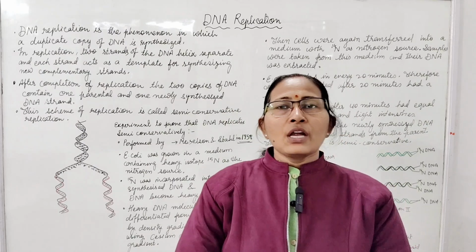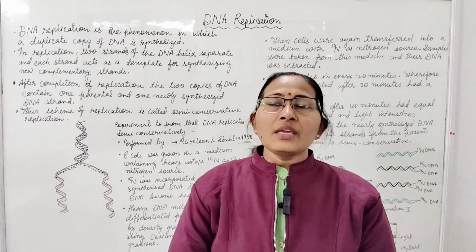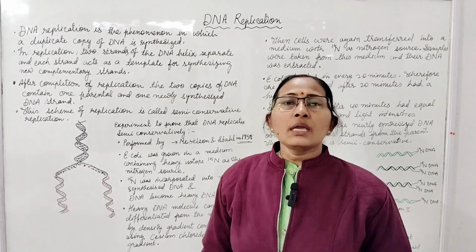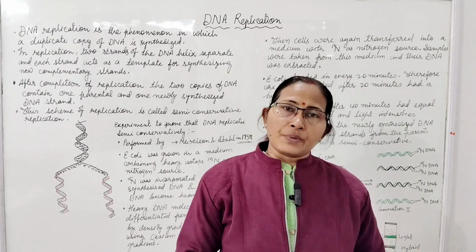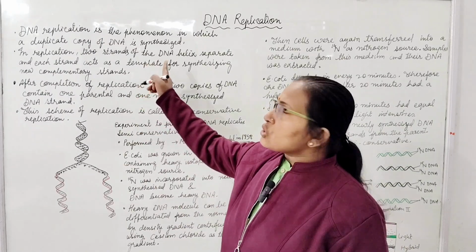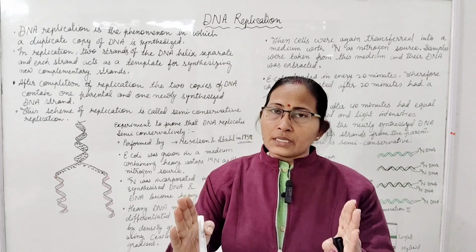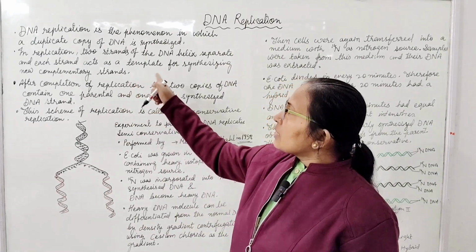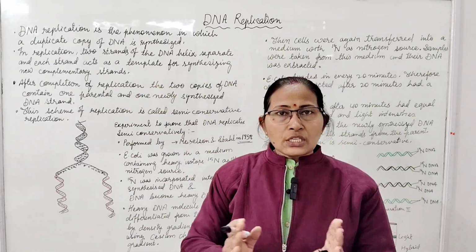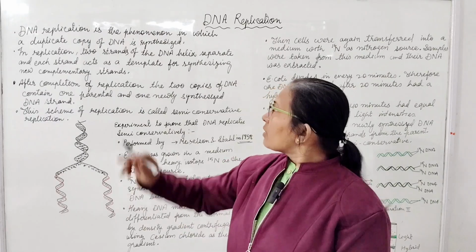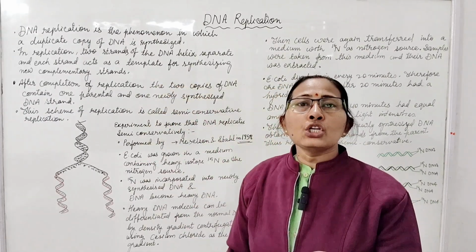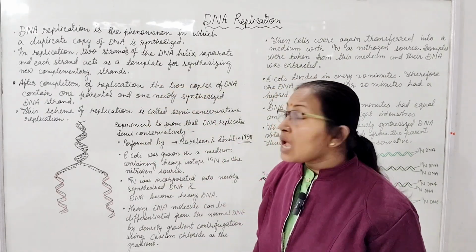Hello everyone. Today's topic is DNA replication. In replication, what happens? The two strands of the DNA separate and provide template strands. Each strand acts as a template for synthesizing a new complementary strand.